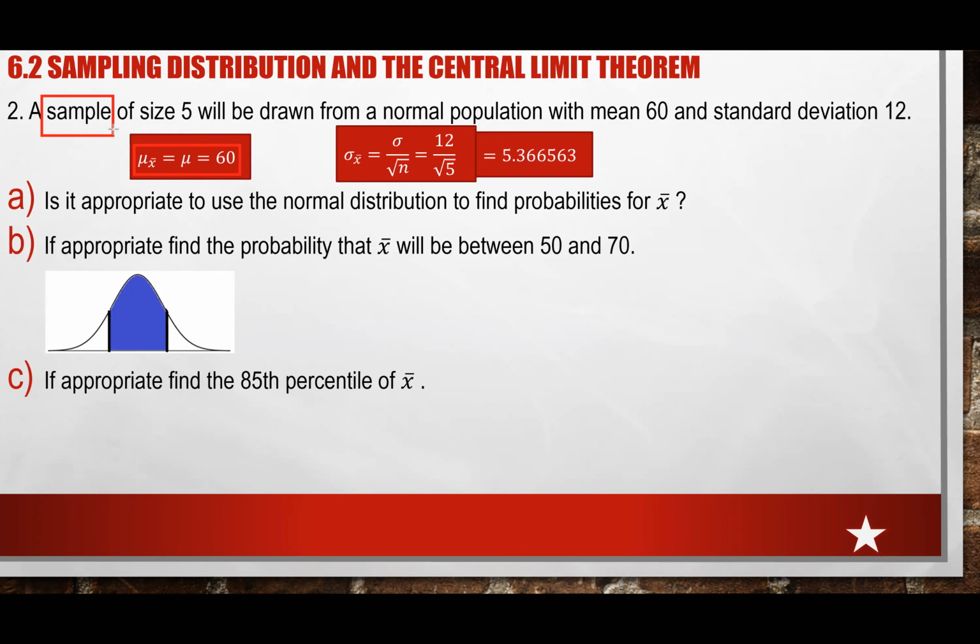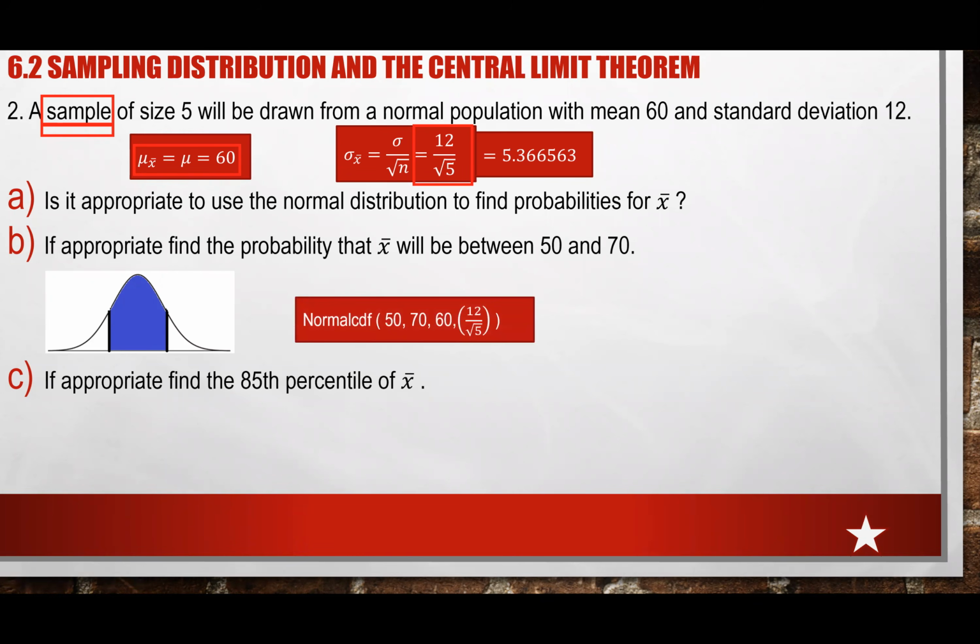And now this is the main difference between 6.1 and 6.2. In 6.1, we use 12 as the standard deviation. In 6.2, because we deal with a sample, we have to alter our standard deviation and find the standard error, or in this case, the sample standard deviation. Based on this sample, we need to take the standard deviation and divide it by the square root of n, which is the square root of the sample size, okay? So once you identify this, all you need to do is type in your normal CDF, your lower limit, your upper limit, your mean, and your standard deviation.